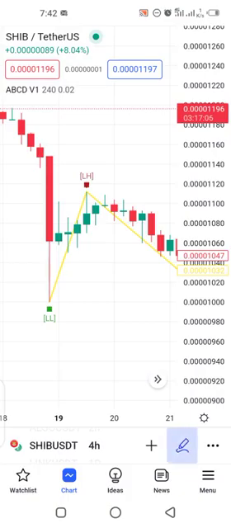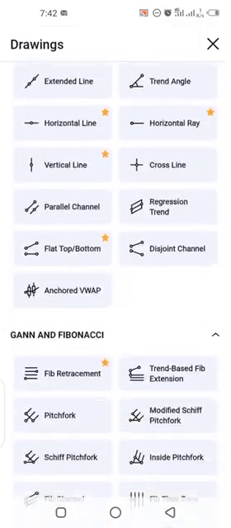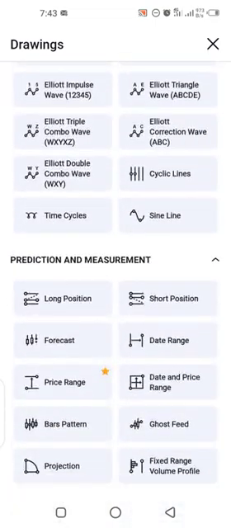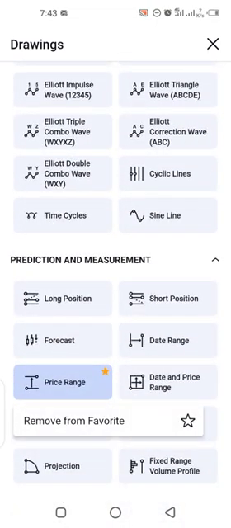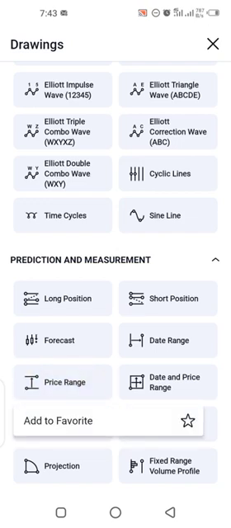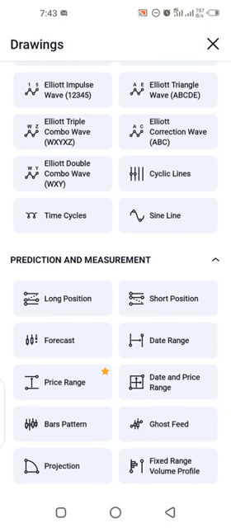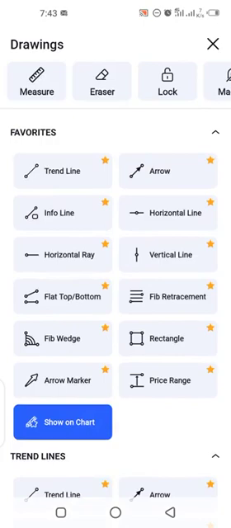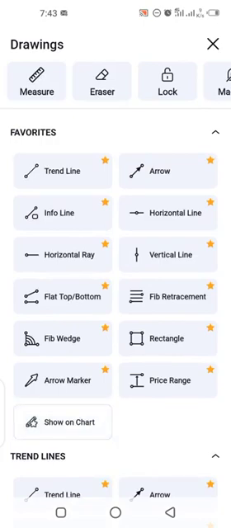So if we tap on this pencil and we scroll down, at the bottom we look for what is called a price range. So we long press our finger and then tap on start. Like you see, I long press, tap on the star, it means it will show in blue here, show in chart. So I remove it and then I tap on it.